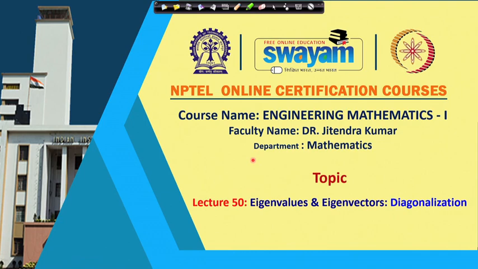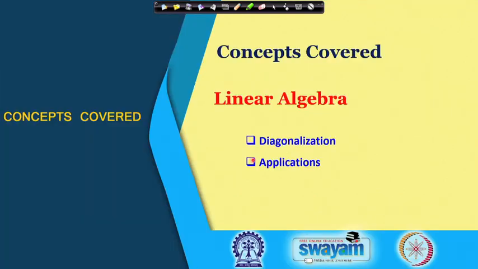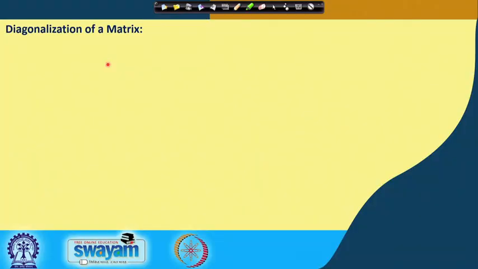Welcome back, and today again we will continue our discussion on eigenvalues and eigenvectors. This is lecture number 50, and we will mainly focus on diagonalization and also its applications for solving systems of linear equations, and for getting the power of matrices, etc. So, what is the diagonalization of a matrix? We will discuss that now.